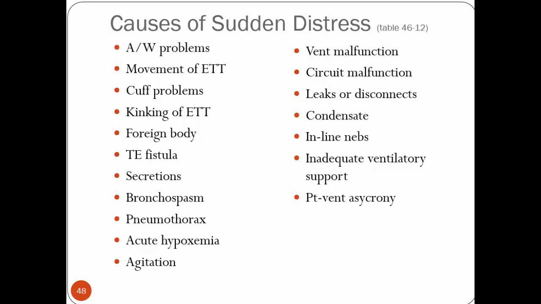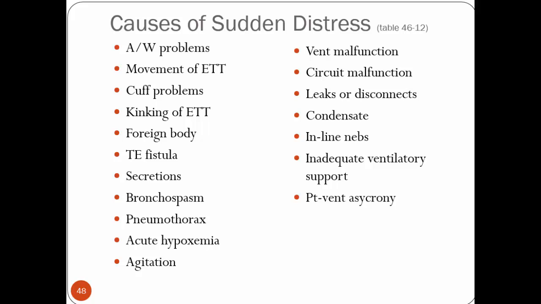Table 46-12 on page 1194. I'm glad that they have this table in here because I've been wanting to write an article on this for some time now and just haven't got around to it. But causes of sudden distress in ICU. Because many times, when we're summoned to a room because the patient's now in distress, there's a number of things that we have to evaluate very quickly. This is kind of a run-through-your-head type list about what can be going on.